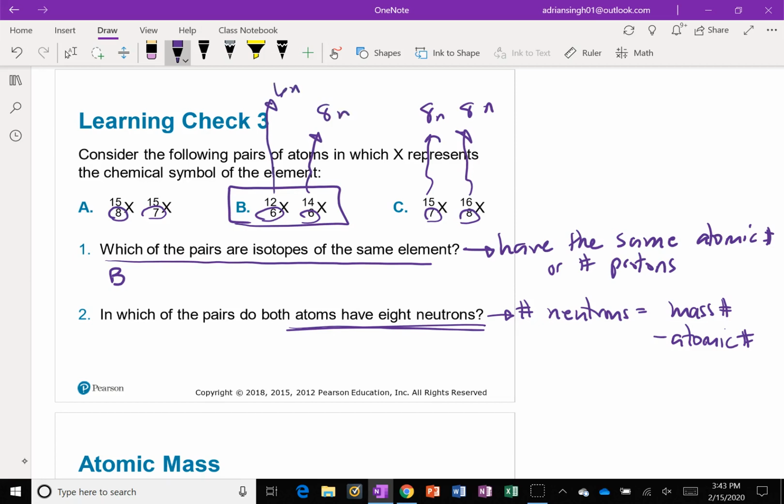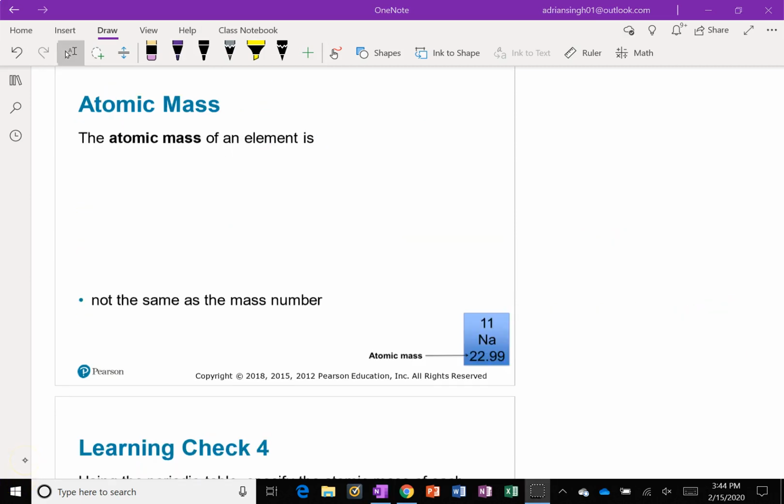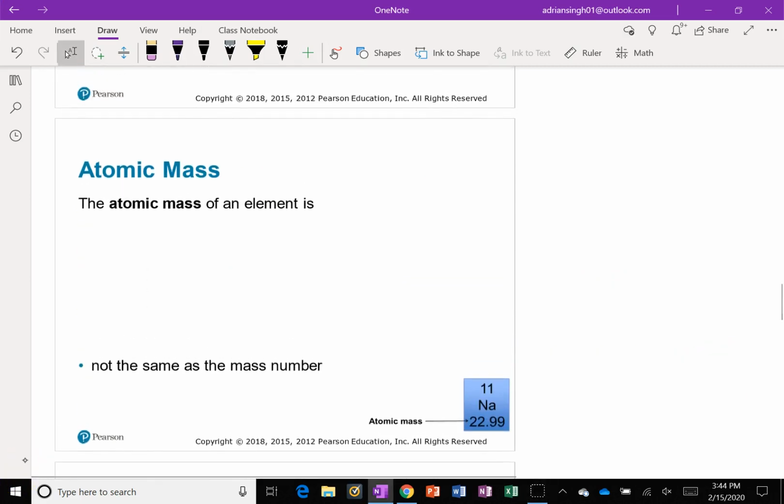And then for the pair in A here, 15 minus 7 is 8. 15 minus 8 is actually 7. So the only pair where both of them have 8 neutrons would be this one, C. All right, so again, a little bit of math involved, but it's not the most complicated math. So we've seen how the nuclear or atomic symbol can be used to represent the number of subatomic particles in a concise way.